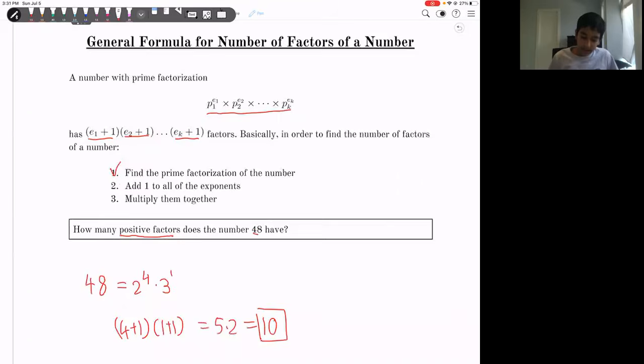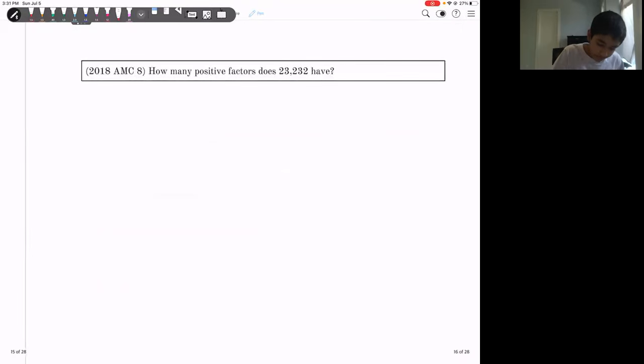Okay, so now let's look at a real AMC 8 problem that uses this concept. How many positive factors does 23232 have? Okay, so this would be extremely hard to list out. You probably would make a mistake, and you would almost definitely get this one wrong if you just tried listing them all out. So let's try using our clever factor trick on this large number.